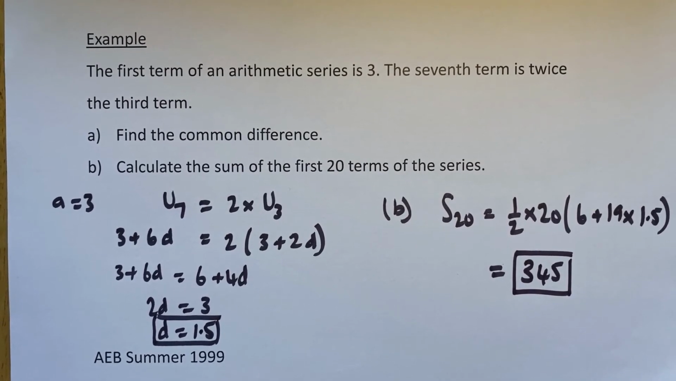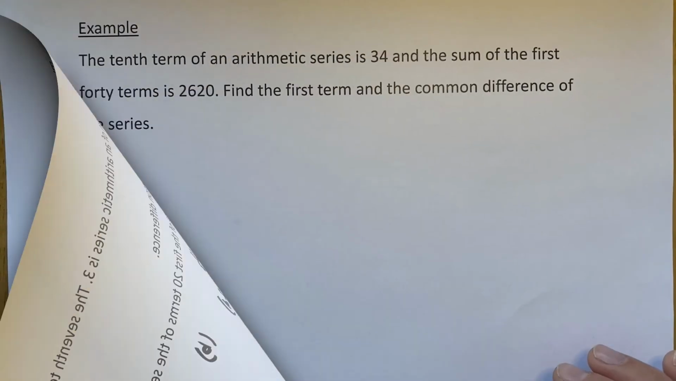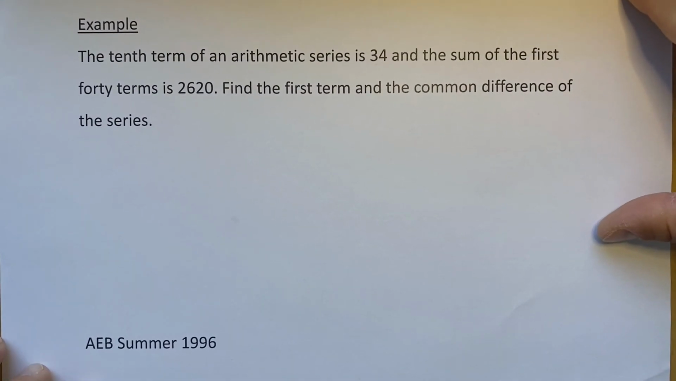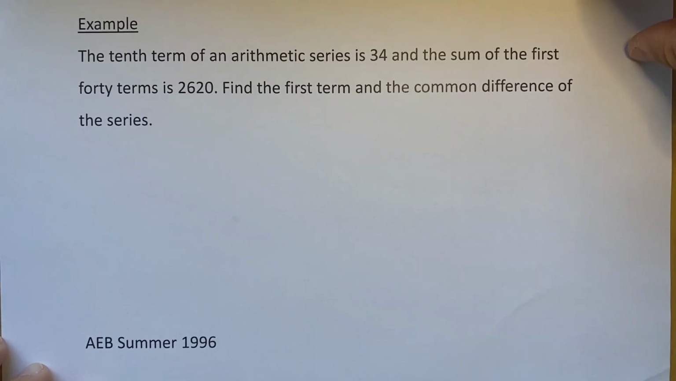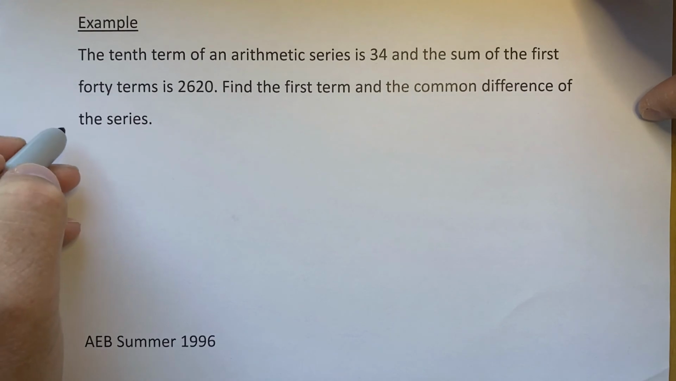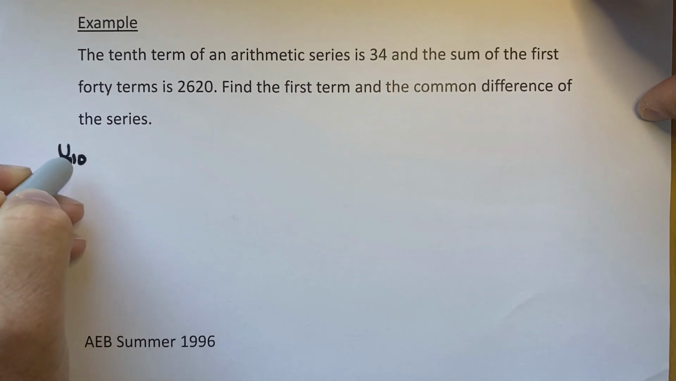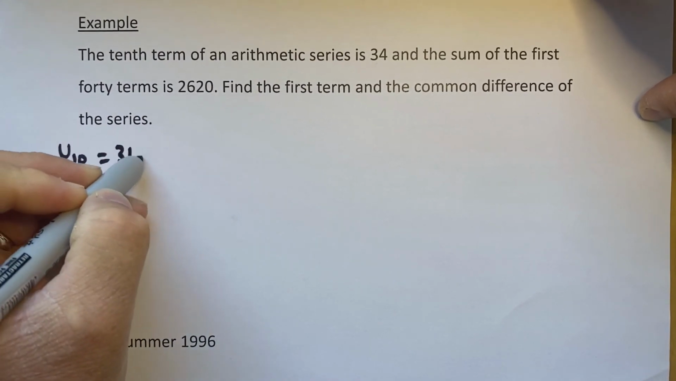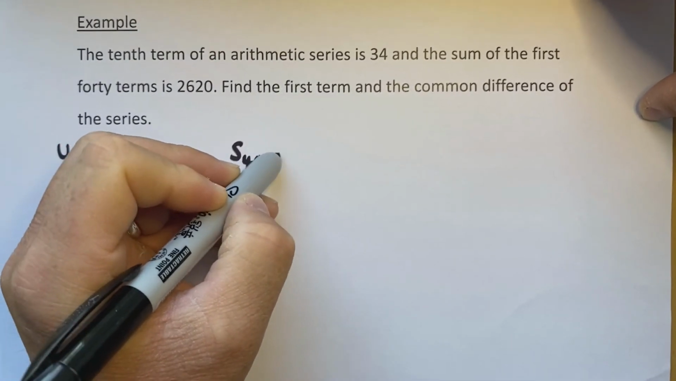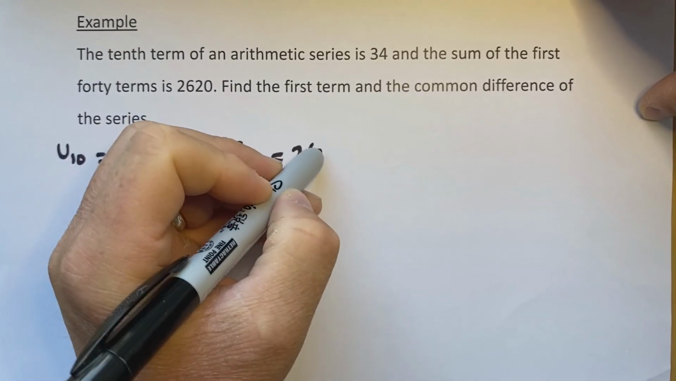That was easier than the simultaneous equation type. This is another arithmetic progression question from an exam paper. We're told that the 10th term is 34, and the sum of the first 40 terms is 2,620.